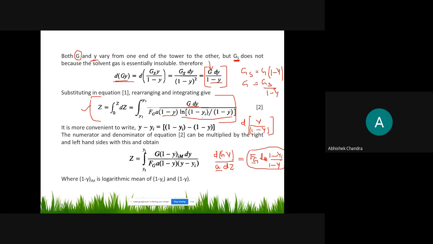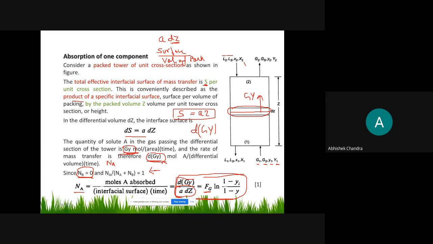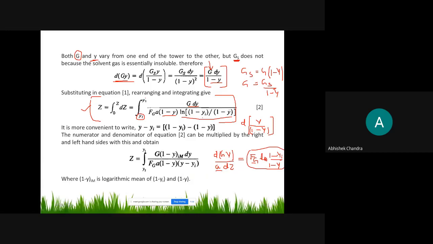So integrate this, you will get z equal to integration. The limit is y2 to y1. Why y2 to y1? Actually y2 is, you have seen here from the graph, that y2 is the leaving composition and y1 is the inlet composition, and you know that the solute is transferred from gas phase to the liquid phase, meaning gas solute concentration at the inlet is higher, so y1 is higher and y2 is lower. Therefore they have taken the integration limit y2 to y1.